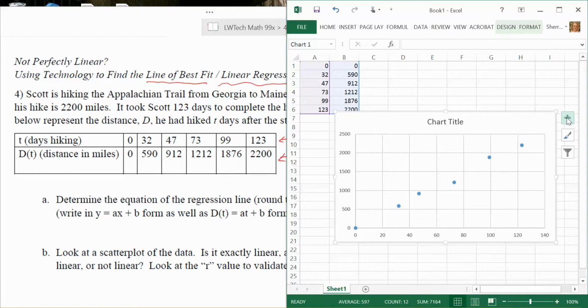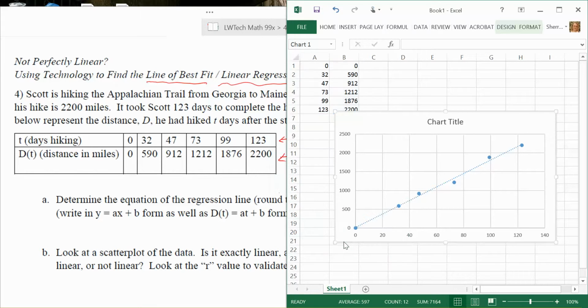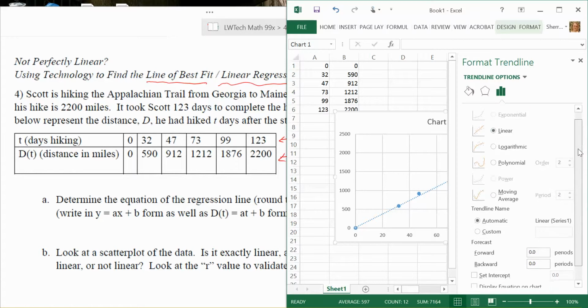Well, we're going to go ahead and click on this plus value up here, and it's going to bring up some options for us. What we're interested in here is what's called the trend line. So go ahead and click on the trend line box at the bottom, and then we want to click on the arrow and we want to choose more options. As we come over here, I'm looking for the line of best fit, so I'm looking for a linear trend line. So make sure that that bubble is the one that's selected.